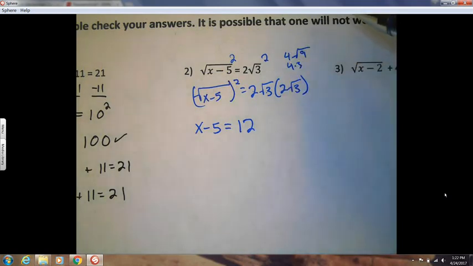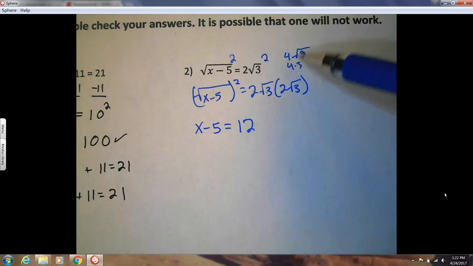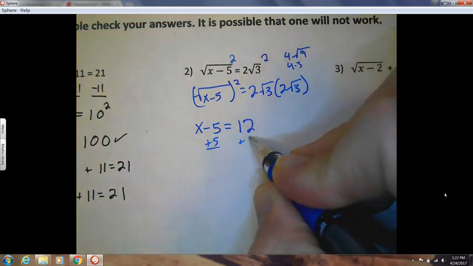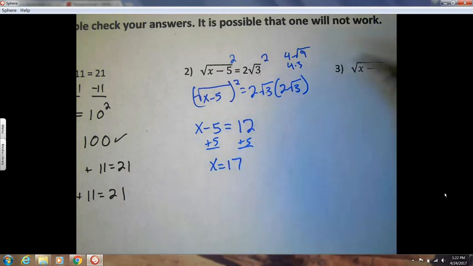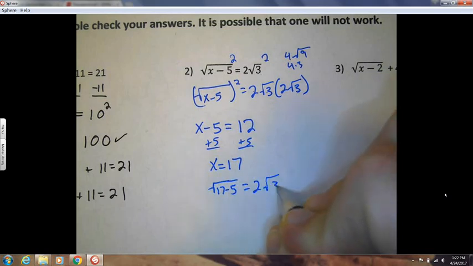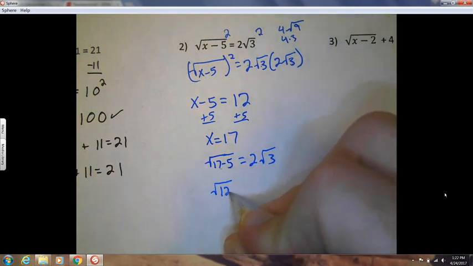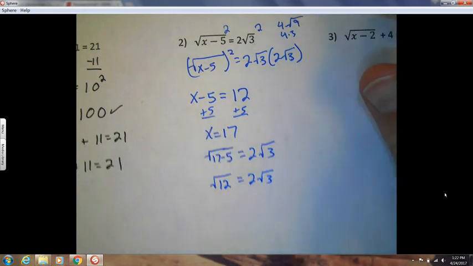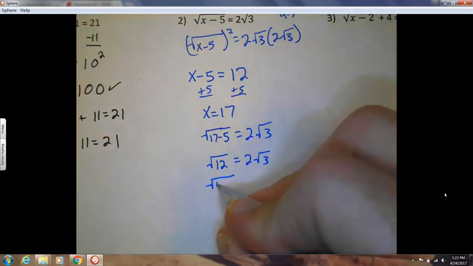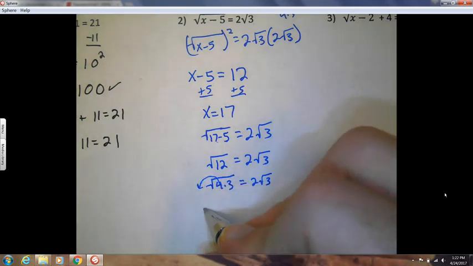So then I simply add 5. So I have x is equal to 17. Let's check the answer. So square root of 17 minus 5, I need to get 2 radical 3. 17 minus 5 is 12. 12 can be broken down into 4 times 3. Square root of 4 is 2. So yes, it does work. That is correct.